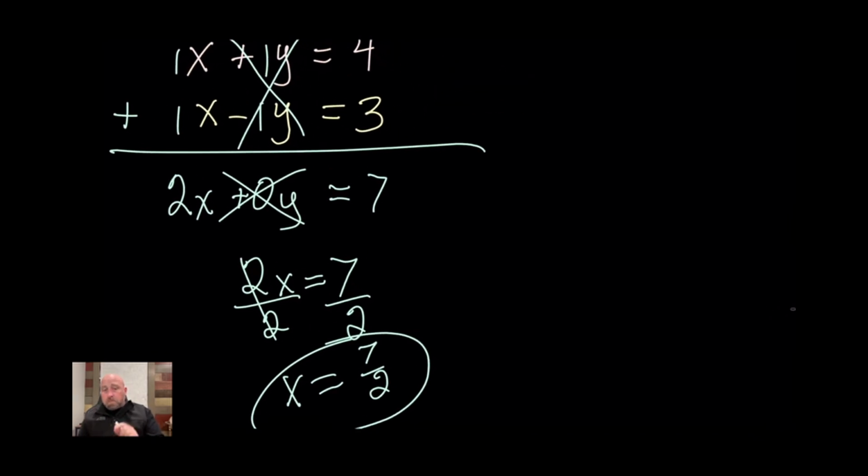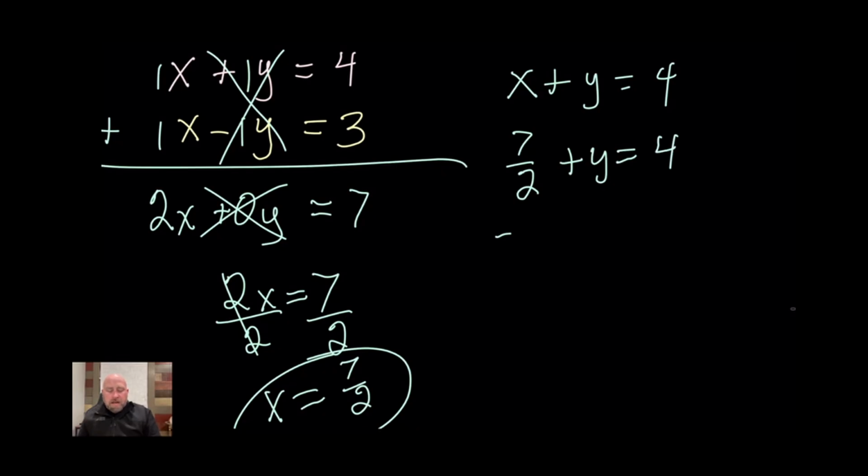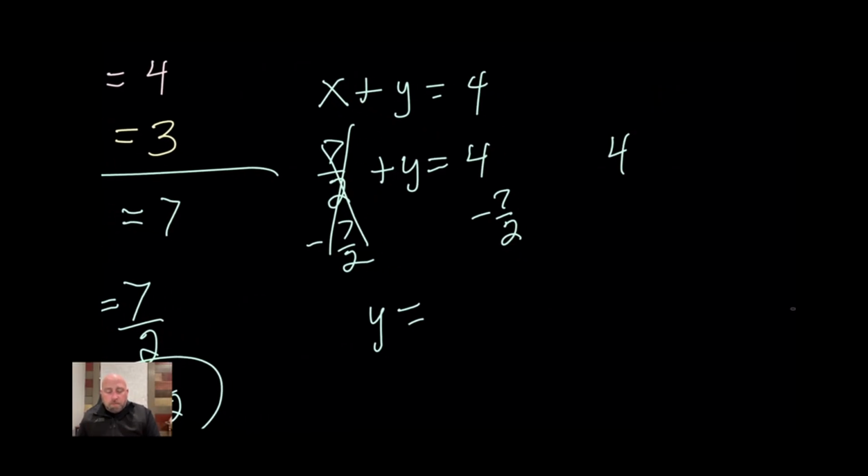All right, now, what do we do with this? This is where we go back into the substitution mode. So we pick one of these, and it doesn't matter which one we pick. I think the book picks the first one, so we'll pick the first one. So x plus y equals 4. And we're substituting this in for our x. So 7 over 2 plus y equals 4. So we're going to subtract 7 over 2 from both sides. That's going to cancel, and we're going to get y equals, and now you might have to come over here and do this, 4 minus 7 over 2.